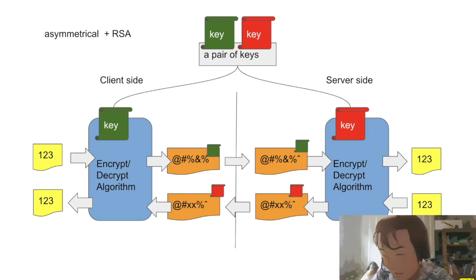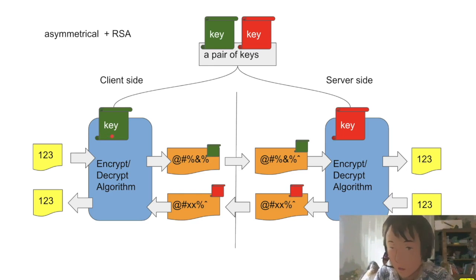Again, not the same key, just a pair of keys, two different keys, green key and red key. So the green key can be used to encrypt the data, and the red key can be used to decrypt the data. And the red key can also be used to encrypt the data, and only the green key can decrypt the data. Okay, I would like to highlight only. So when a message is encrypted, or locked, I will just call it locked.